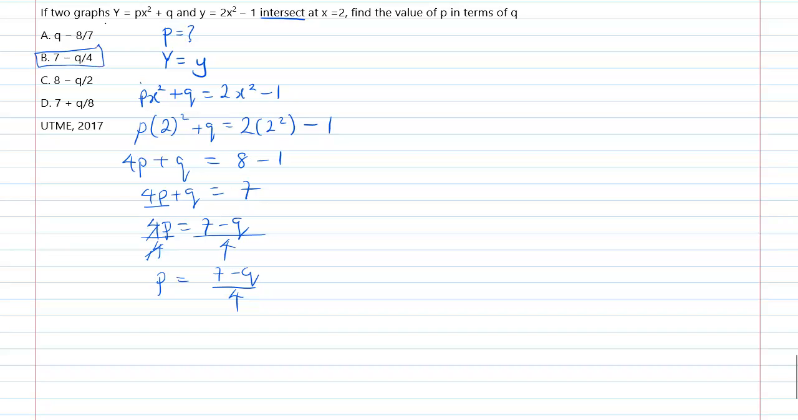7 minus q over 4 is not equal to 7 minus q divided by 4. So this is not the same as this. So you have to be careful, just in case, because it's not written properly here. It should have been written as 7 minus q close bracket divided by 4.